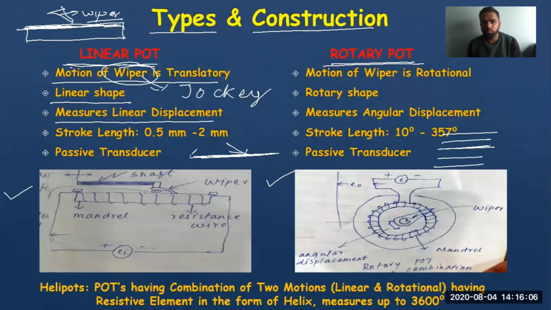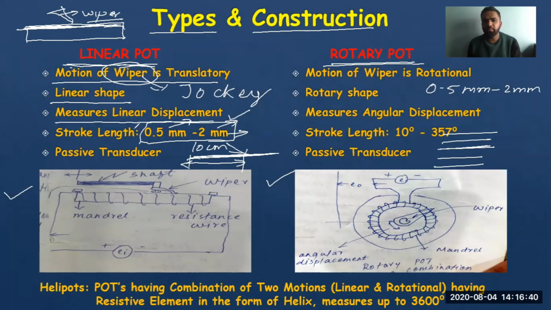What does it measure? Suppose the wiper moves from this end to this end, and it covers 10 centimeters. So it measures 10 centimeters linearly. So this measures linear displacement, from the minimum stroke length to the maximum stroke length. The stroke that it can have is from 0.5 mm to 2 mm maximum. So you can easily see that this is not used for heavy displacement. It is only used for lighter displacement, from 0.5 mm to 2 mm.